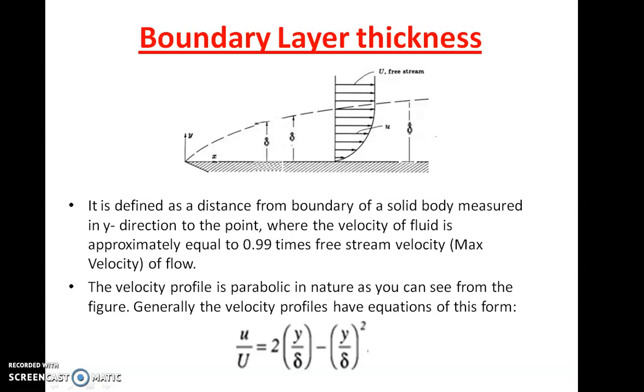Now, as we have studied, the velocity variation in y direction is a parabolic curve, and the nature of the velocity profile is shown in the slide in front of you. It is u by capital U, that is the free stream velocity, is equal to 2 into y by delta minus y by delta square. So the velocity profile is of this form, or the equation is of parabolic nature.